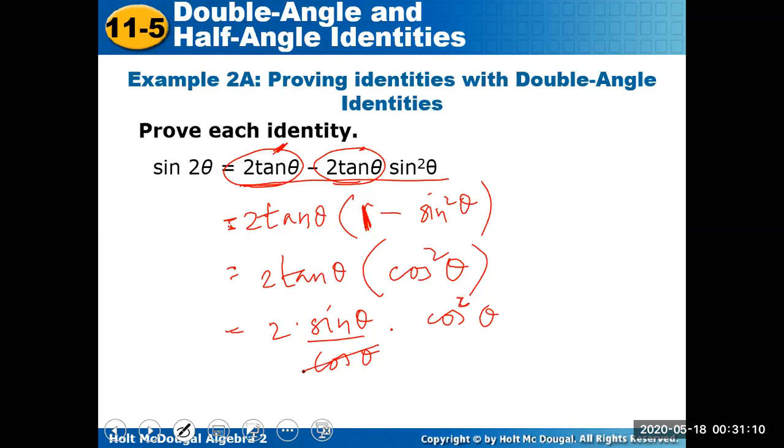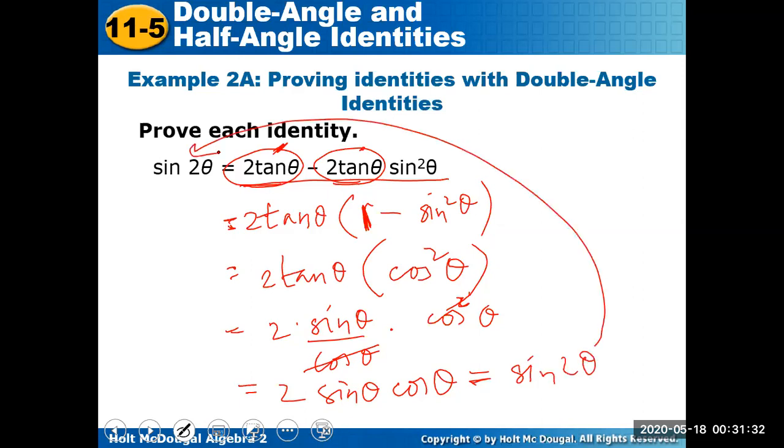1 cosine with 1 cosine from here cancel. Cosine square means cosine theta into cosine theta, so one of the cosines cancels. It will remain as 2 sine theta cosine theta. Now what is this 2 sine theta cosine theta? We learned the double angle identities. It is sine 2 theta, which is the same as our LHS. We started solving with the RHS.